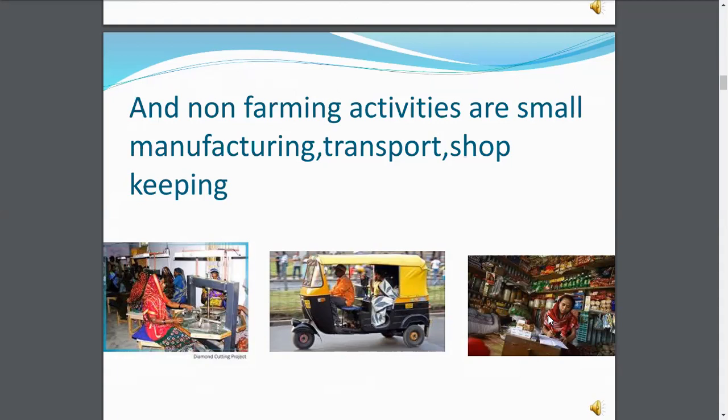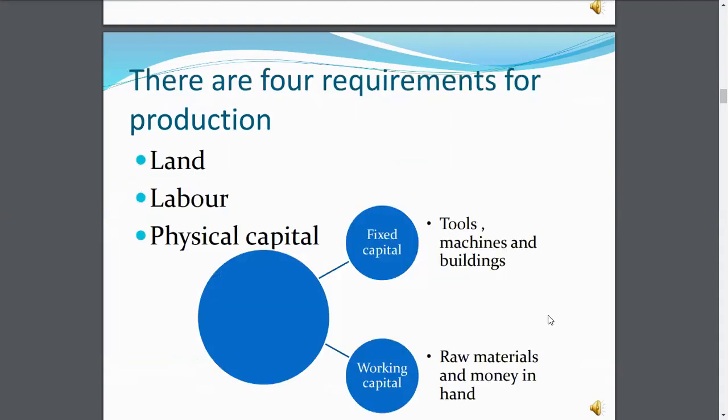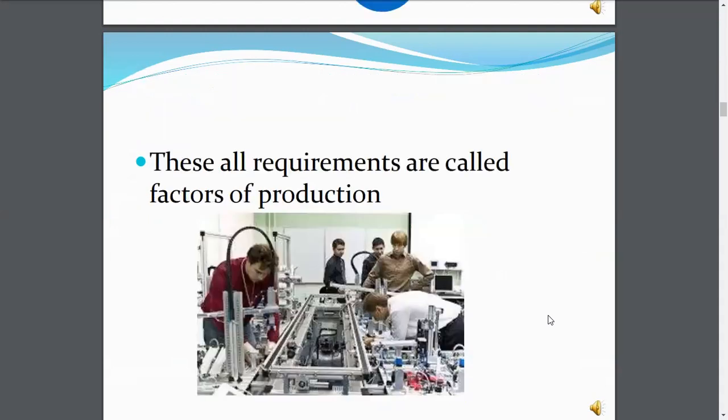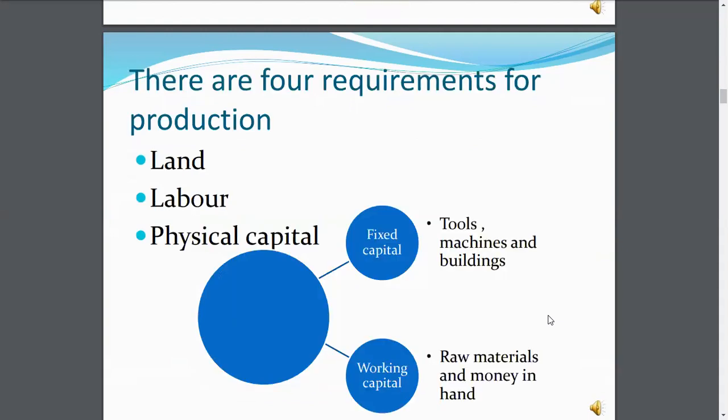Okay. Now we are going to the four requirements of production, the main four factors of production. They are land, labor, physical capital, and human capital. Physical capital is further divided into two, that is fixed capital and working capital. Then comes human capital. So what is the meaning of land, labor, physical capital, and human capital?